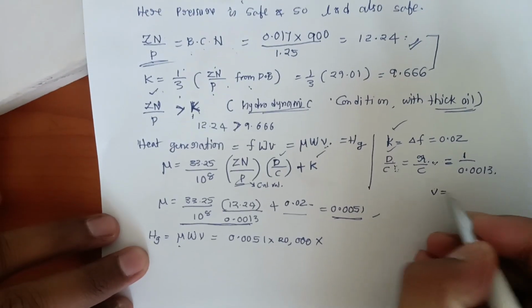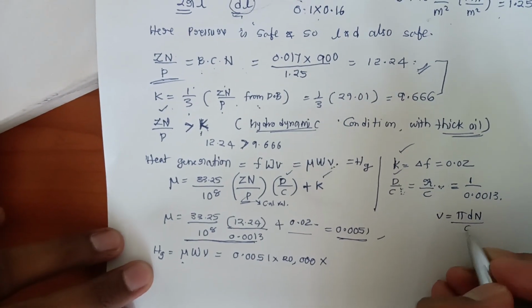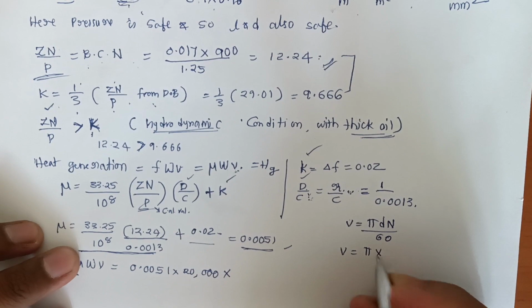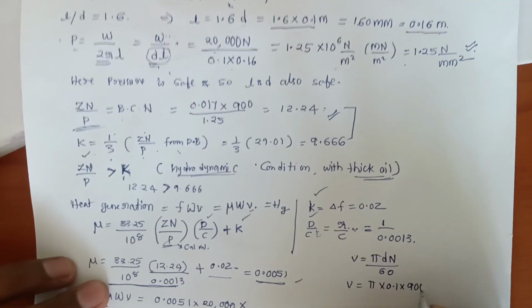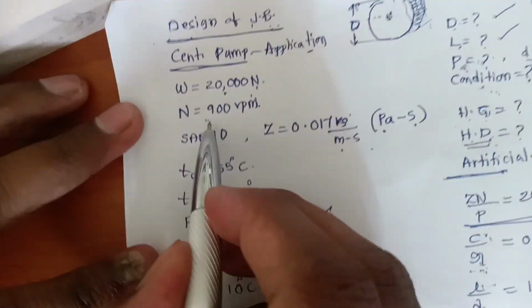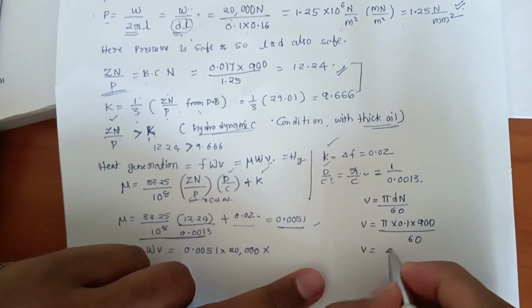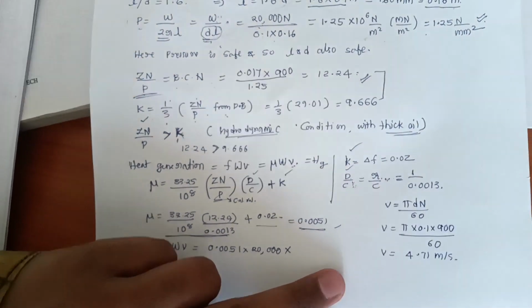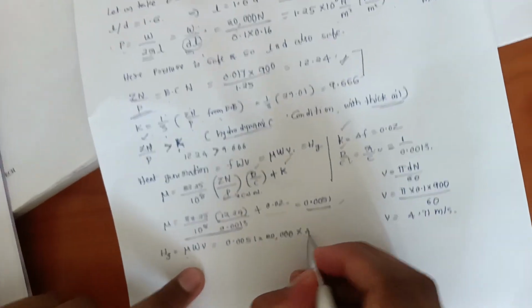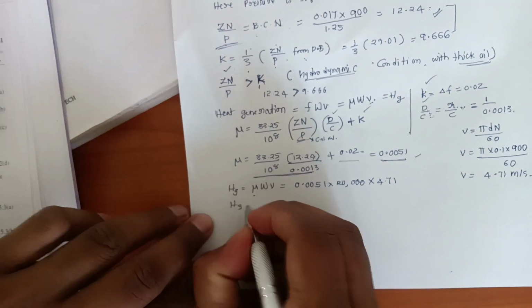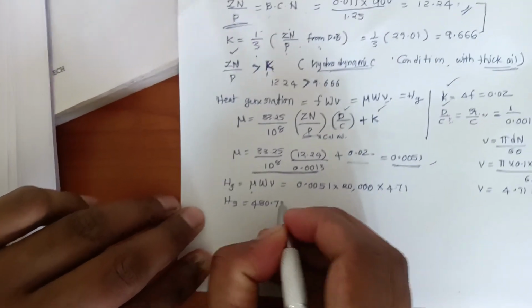Let us calculate here, V is equal to 5dN by 60. The V should always be in meters per second, so you have to take V is equal to 5, D should be in meters, 0.1, and N 900 rpm, by 60. You can check the N value, 900 rpm. Okay, right. Then you will get the V value, that is V is equal to 4.71 meters per second. Then the same value you can substitute here, 4.71. Then you will get the Hg value around 480.7 watts.